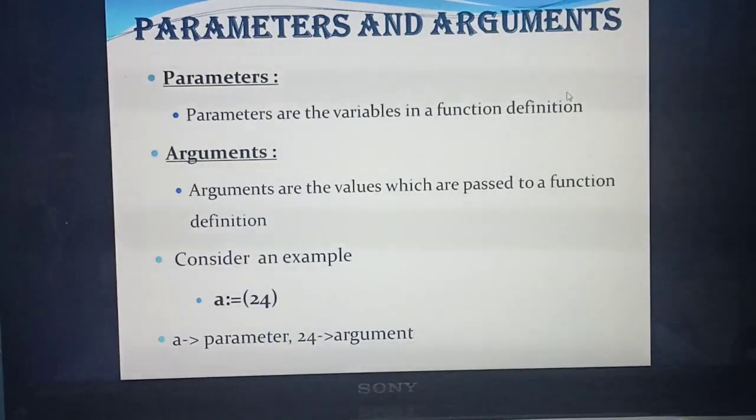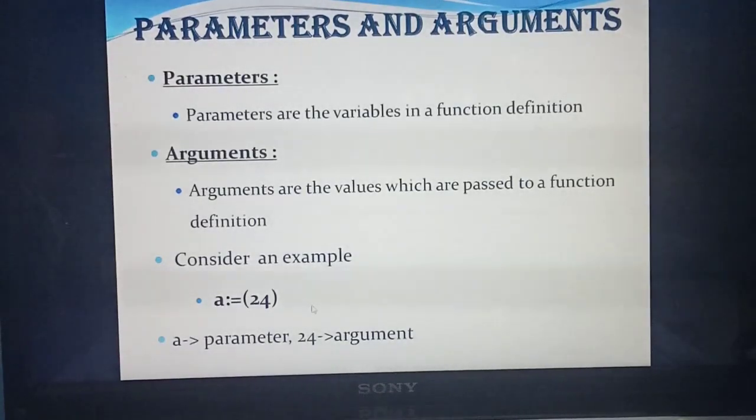For example, what do you mean by variables? A, B, C, D, like this. These we can call as variables. Then what do you mean by parameters? Say the answer. Parameters are the variables used in a function definition. Consider this one, we can say as an expression of a function definition.